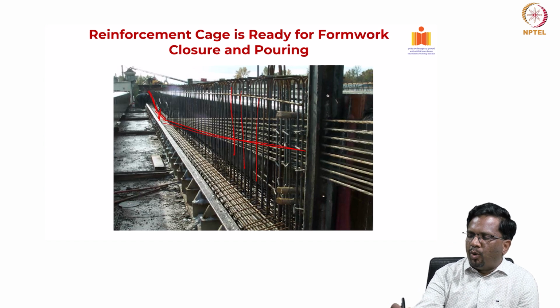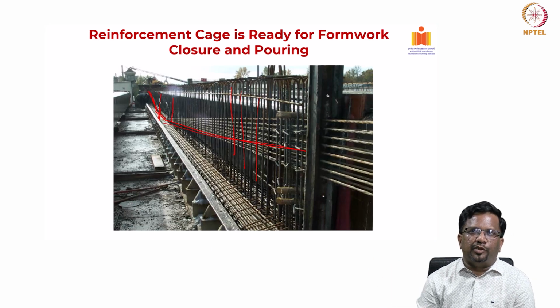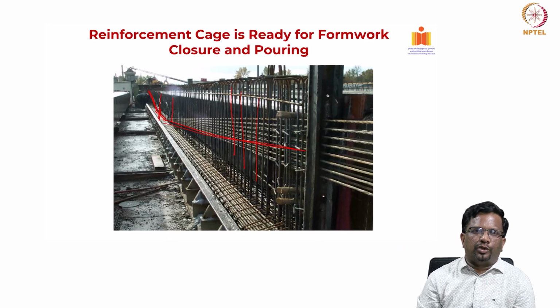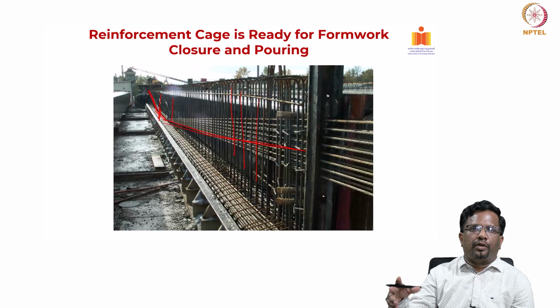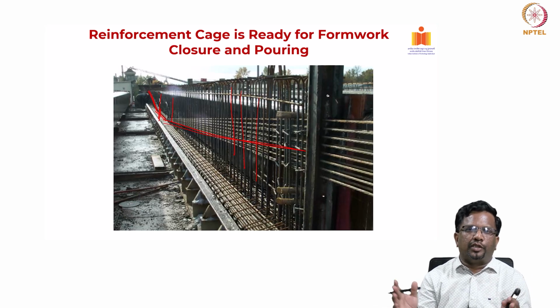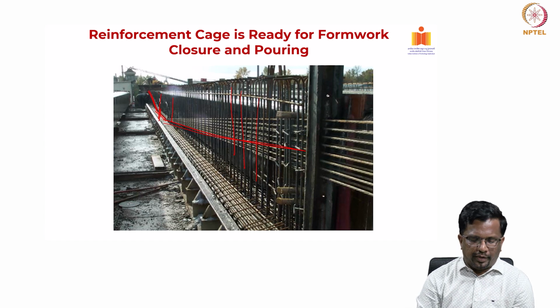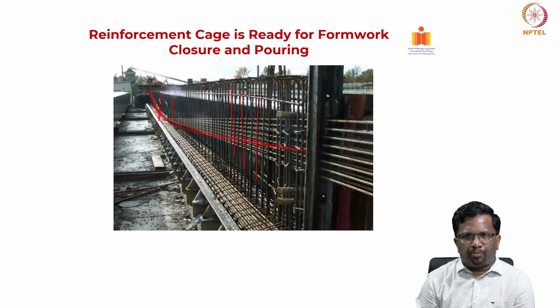Now you can ask me how this particular cable profile is being maintained. You have to keep this cable at a particular eccentricity along the length of the beam, and we have to do it carefully using something called deviators. You have to push this cable to be at a particular location, so that once you pour the concrete and then cut it, the strands still remain at the same location and help you create the uplift force that you want, right? So this is one example of a reinforcement cage that is ready for form closure and pouring for a pre-tensioned beam.